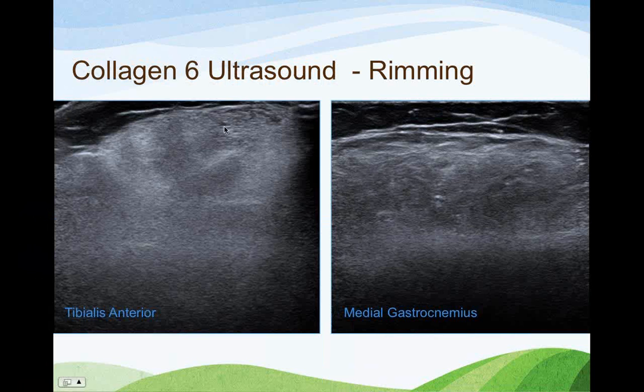The same type of rimming. Again, sometimes it's a matter of getting your eyes used to actually seeing this, but I can see a rimming here around this tibialis anterior muscle. I can see a rimming around this medial gastroc muscle.